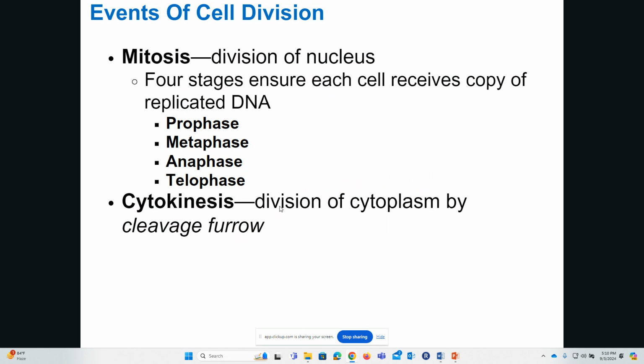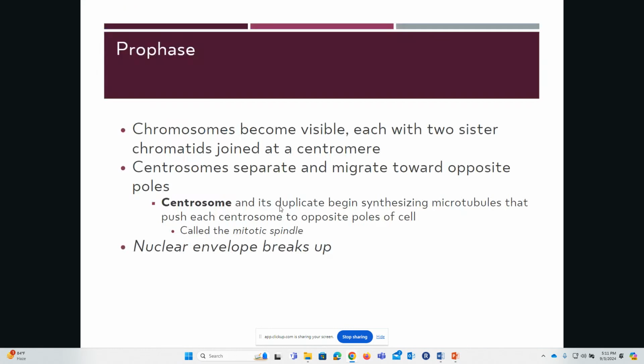Mitosis is division of the nucleus, whereas cytokinesis, a separate process, is division of the cytoplasm. So at the end of cell division, of mitosis and cytokinesis, we're going to have separated the DNA and the cells by separating the cytoplasm. Mitosis has those four stages: PMAT, or prophase, metaphase, anaphase, and telophase. And cytokinesis in animal cells utilizes actin filaments in order to make a cleavage furrow to split the cell's cytoplasm.